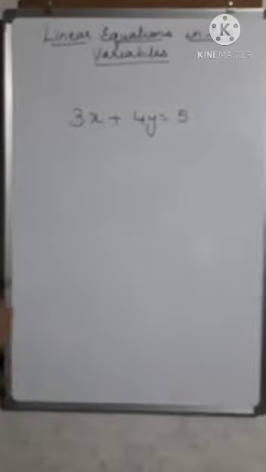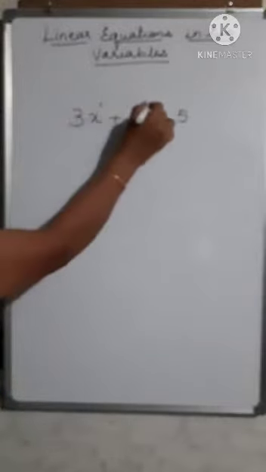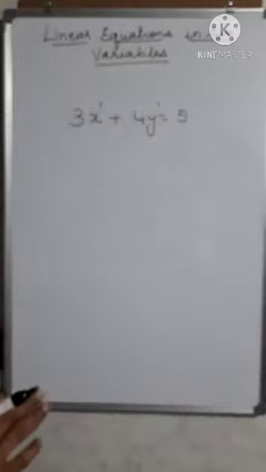And what is linear? Linear means the power of the variable will be equal to 1. So such type of an equation you call it as a linear equation.